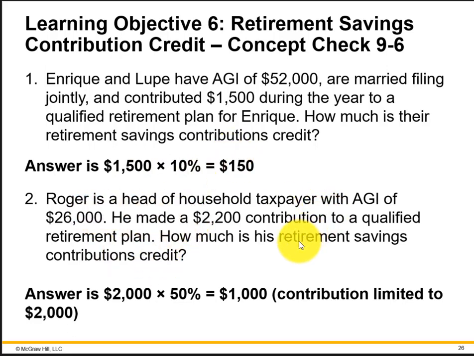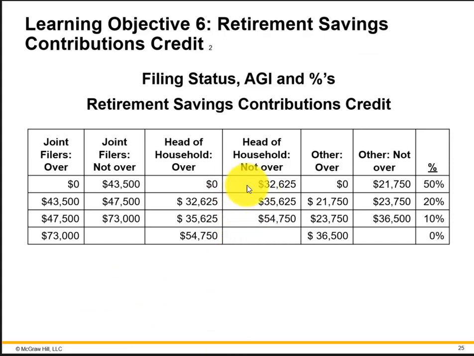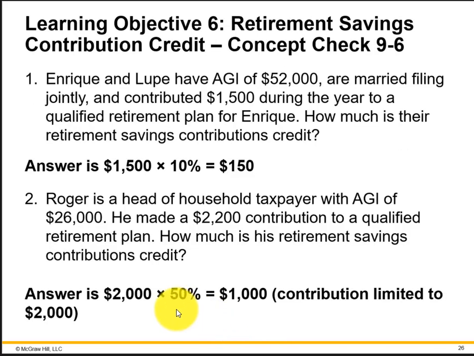Roger, the head of household, made a $2,200 contribution, AGI $26,000. He can only consider up to $2,000, right? That's the max. But he is under the 50% threshold. He's in this line right here with $26,000 in between these two. So he can take 50% of the $2,000, not the $2,200, for a $1,000 credit.